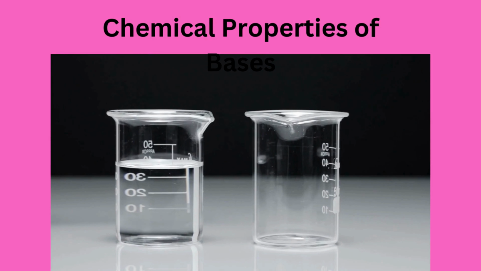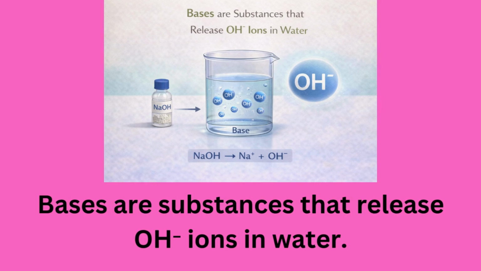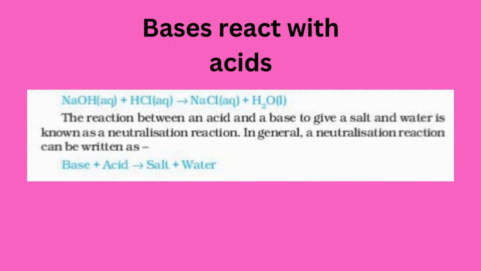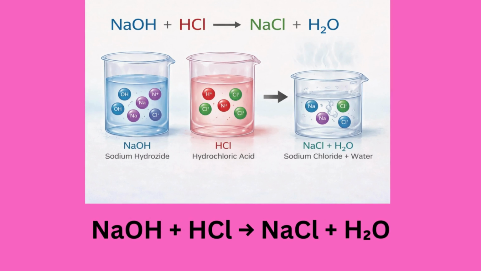Chemical properties of bases. Now, let us understand the chemical properties of bases. Bases are substances that release OH negative ions in water. Bases react with acids. Bases react with acids to form salt and water. Example, NaOH plus HCl gives NaCl plus H2O.